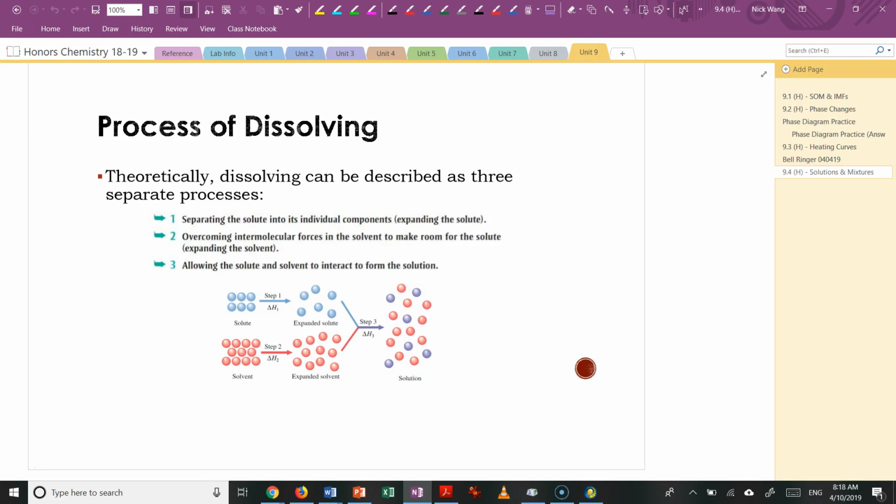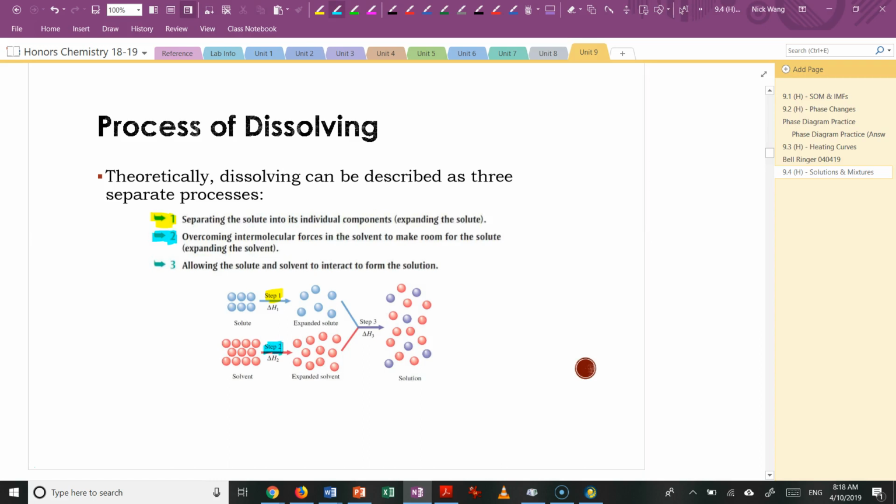So theoretically, dissolving can be described as three separate processes. Step one, I'm going to highlight this just to show you that it's also got a picture to go with it. You're basically taking the solute particles and separating them out. As you can imagine, you're going to take these particles, which are hanging out and doing their thing. They're all attracted to each other in whatever way they're supposed to be attracted, and then you're pulling them apart. Step two. You then take the solvent particles, so whatever intermolecular forces there are holding the solvent together as you form a solution, those are then going to be pulled apart.